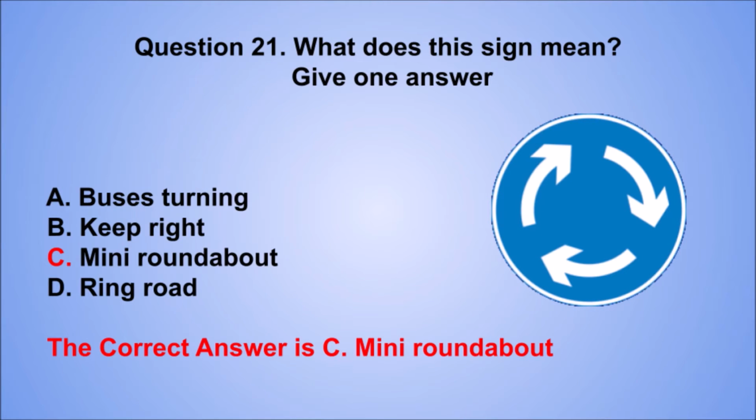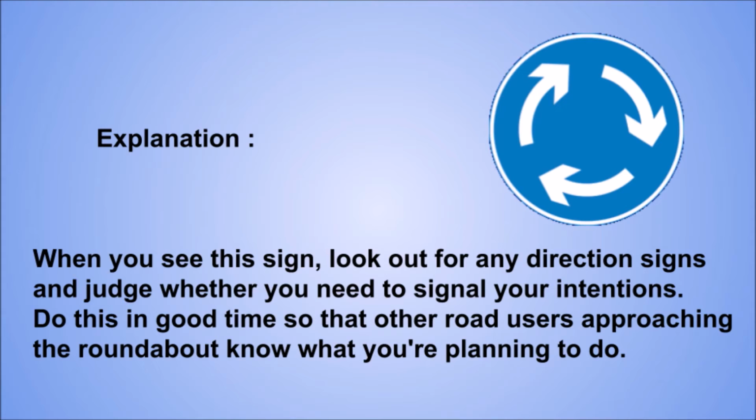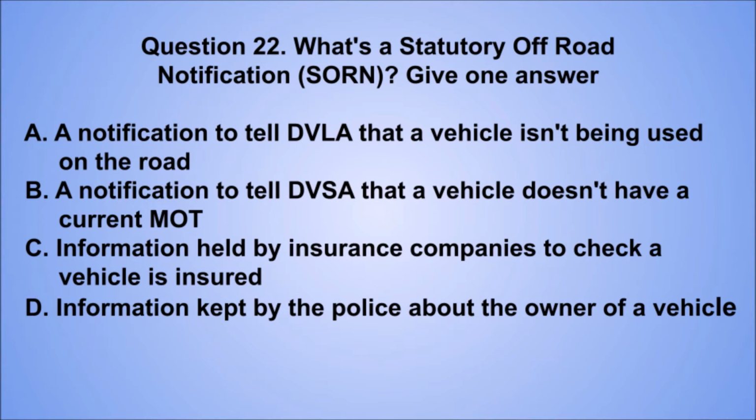Many roundabout. Explanation: when you see this sign, look out for any direction signs and judge whether you need to signal your intentions. Do this in good time so that other road users approaching the roundabout know what you're planning to do. Question 22. What's a statutory off-road notification, SORN?